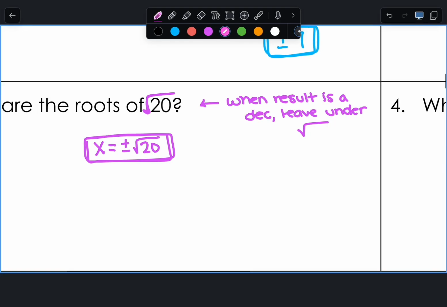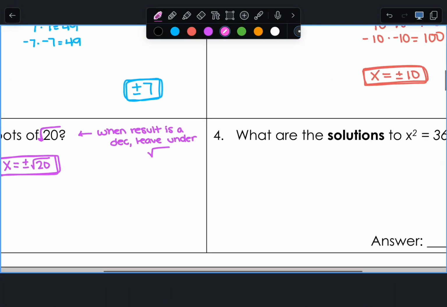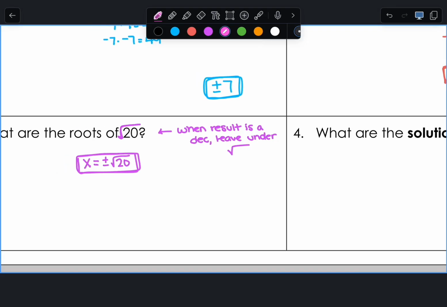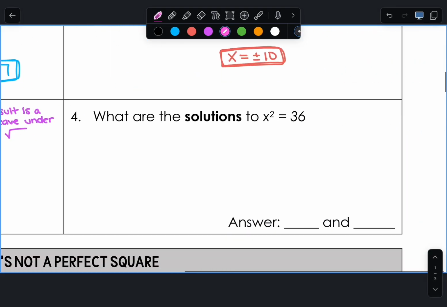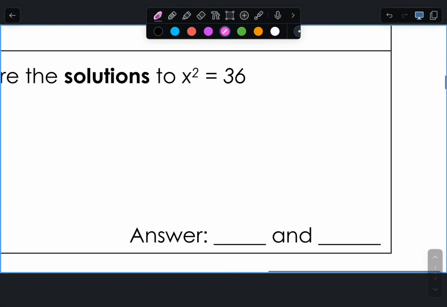Number 4. Ready? What are the solutions? So, to get rid of the squared, you take the square root. X is equal to what? Positive 6, negative 6. So we can say x is equal to 6 and x is equal to negative 6. That means this parabola crosses at the positive 6 and at the negative 6. Which means it's perfect. Questions?